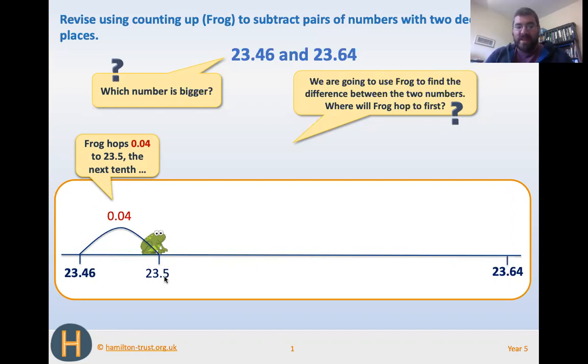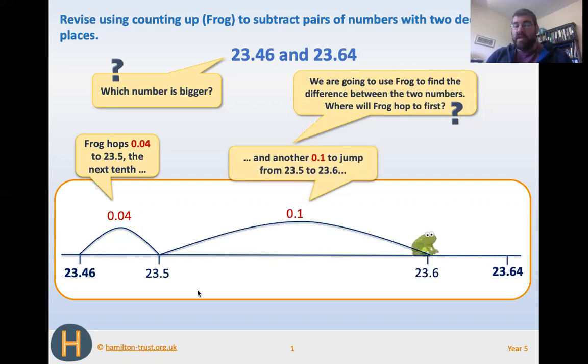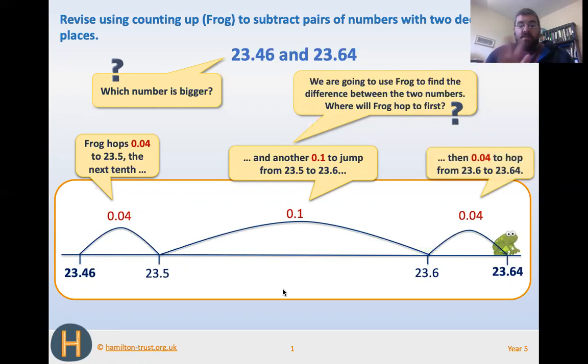He's jumped to the next big thing, the tenth, and now he's got to jump to the big thing after that. Here, he's not going to jump to the next unit, because we don't actually need to. All we need is to get to 6 tenths. The units are the same, so he's going to jump 1 tenth over to 23.6, and then he can make it to the end. In class we sometimes have Frogetta, his lady love, waiting at the end for him. Today there's no Frogetta, so he just has to jump. He's jumped 4 hundredths, 1 tenth, and then another 4 hundredths: 0.04, 0.1 and 0.04.